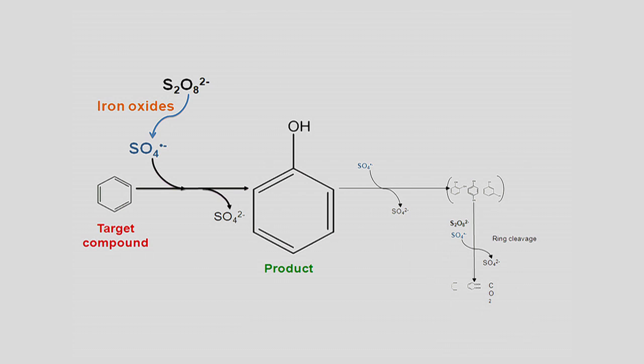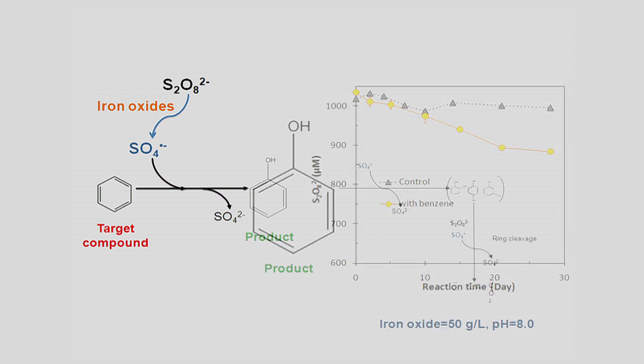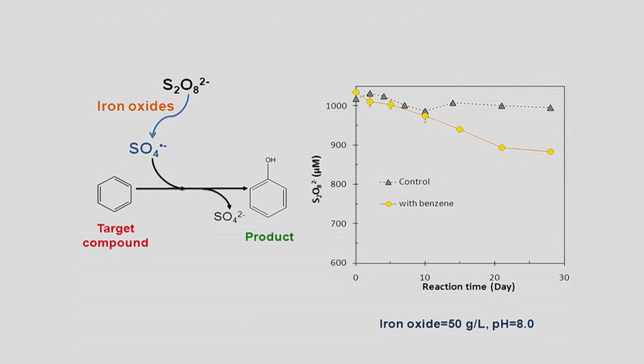So in our system, we have equal concentrations of persulfate and benzene, and we look into the reactions in the initial phase so that phenol is accumulated in the system. And then we measure the formation, the accumulation of phenol through time. And this will be able to tell us the formation and the efficiency of sulfate radical generation.